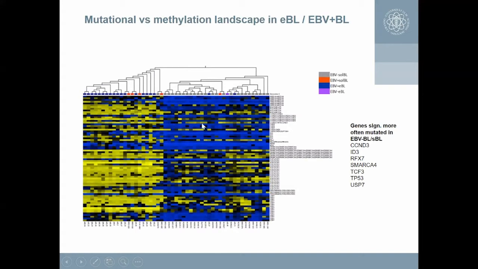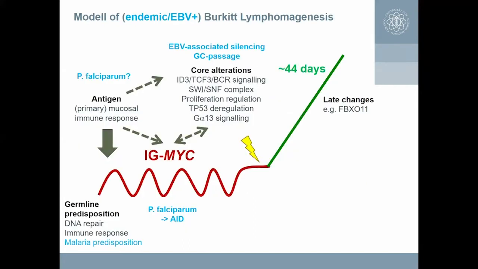And just looking into this plot, you can see that EBV positive Burkitt lymphomas have a much higher methylation than EBV negative. And these were selected particularly for those genes which are less frequently mutated in EBV positive Burkitt lymphomas than in those being EBV negative. So to summarize this, EBV could be one additional player in inactivating genes beside mutations. And this might explain the differences between the mutational landscape of EBV positive and EBV negative Burkitt lymphomas.